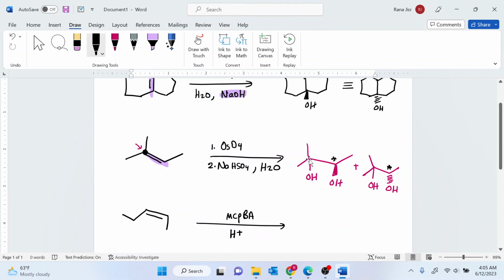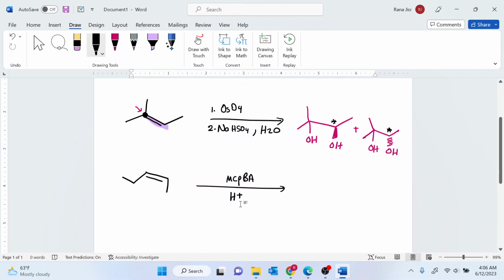And the reason why I didn't consider the stereochemistry of this carbon is because this carbon is not chiral to start with. So I'm going to add the OH to be up and the OH to be down in there, and the other OH is going to be in plane.